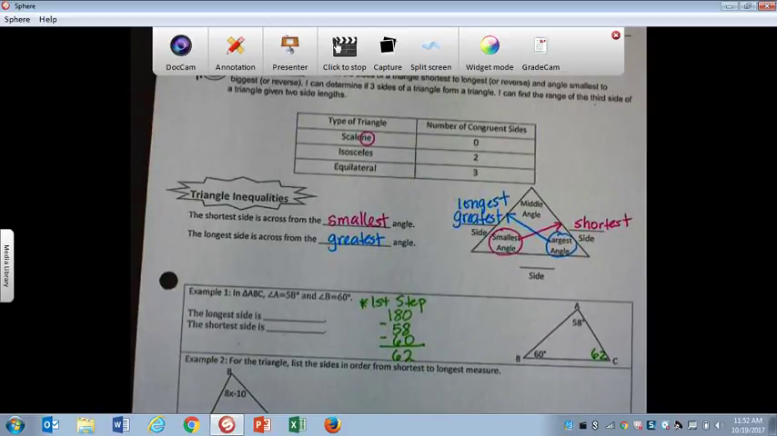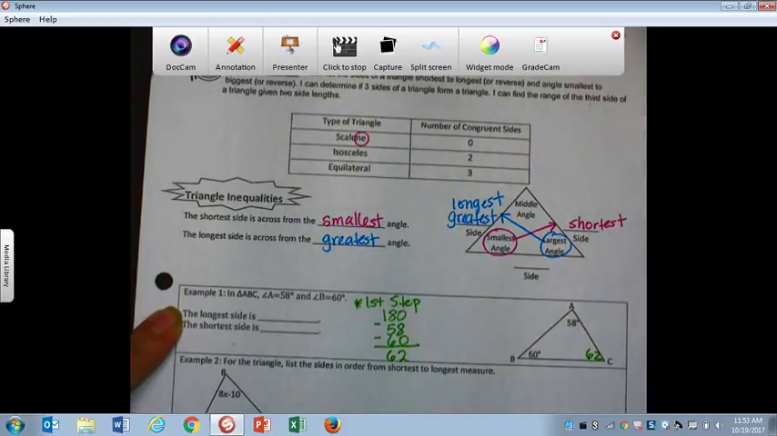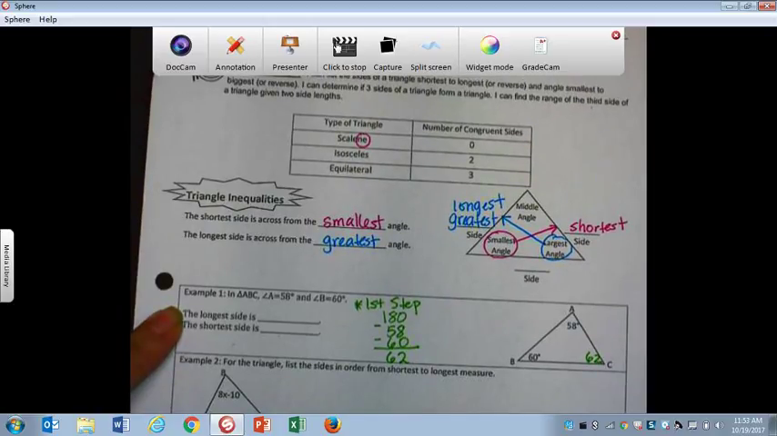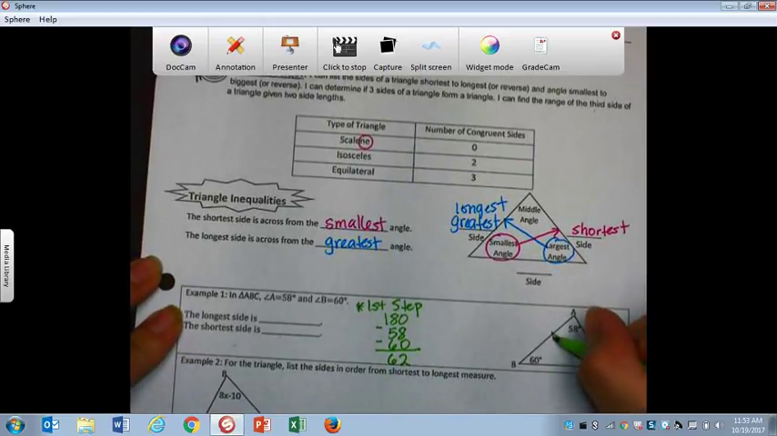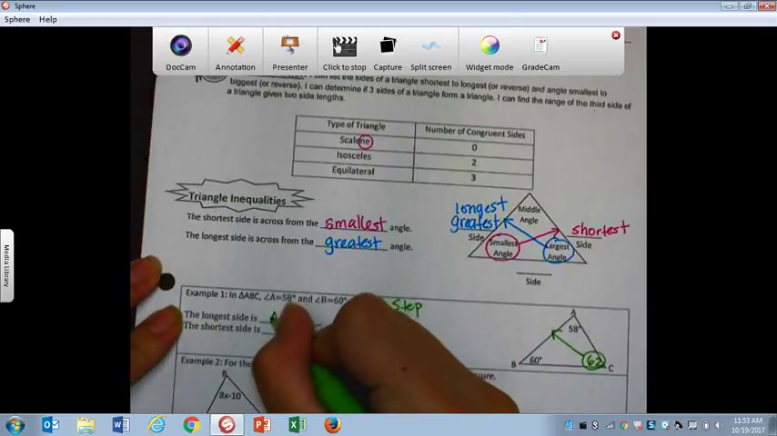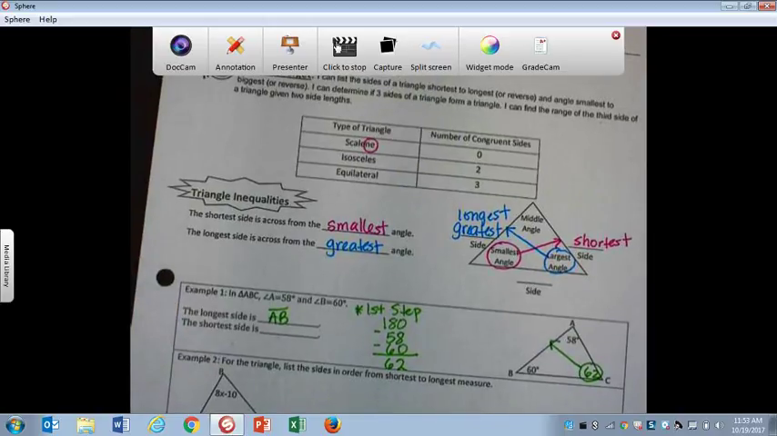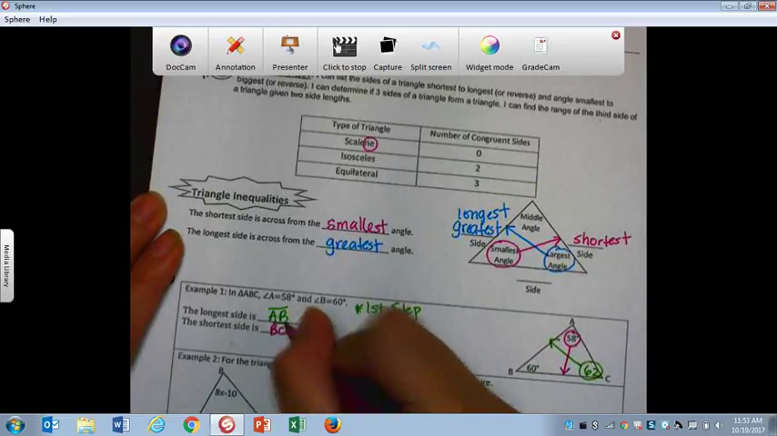Now, I'm going to look at it. They want the longest side first. So I'm going to look at the opposite, the greatest angle. And the biggest angle to me is that 62. So now I'm going to draw a shooting arrow, so my longest side is going to be AB. Now I'm going to look at the smallest angle, which is 58. You could draw a shooting arrow, so BC is going to be my shortest side.